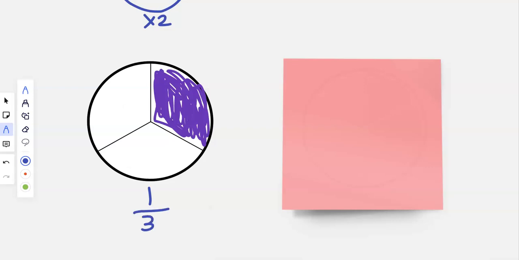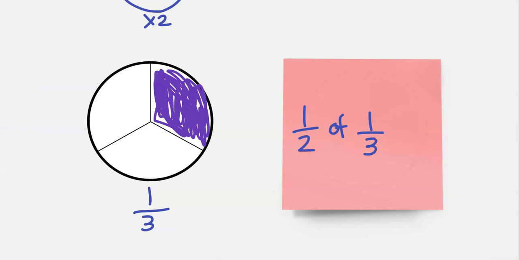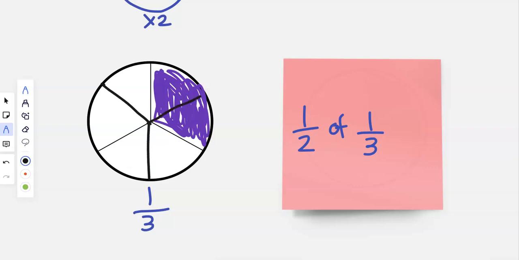We only have 1 filled in, and we want to take half of 1/3. What you want to do is split all of the pieces in half. So we would split this one in half, and this one in half, and this one in half. So we're splitting everything in half.